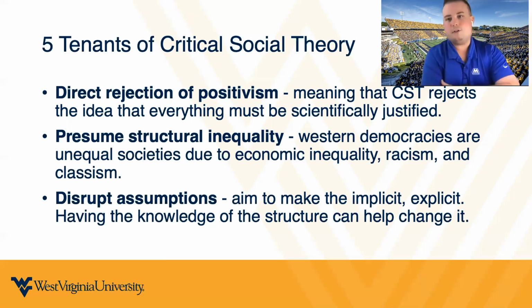The next thing that critical social theory does is disrupt assumptions. The goal of critical social theory is to make the implicit explicit. What I mean is take all of those things, those biases, all of those things that we hold individually, as a society and as a person, and bring them to light. So we acknowledge our blind spots, and we have the knowledge of those to help make our structure able to change. So we use critical social theory as a tool to bring those to light and then make that positive social change, or the concept of what we usually call social justice.